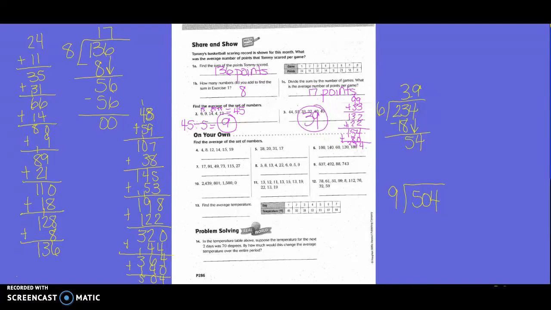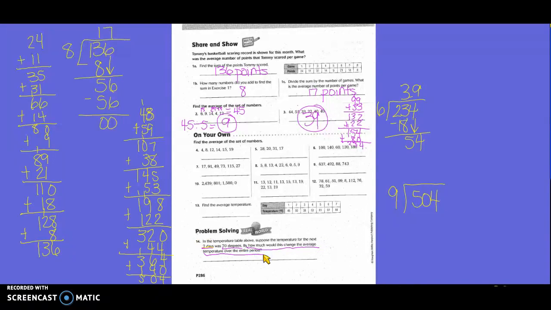Problem solving, number 14. In the temperature table above, suppose the temperature for the next 2 days was 70 degrees. By how much would this change the average temperature over the entire period? So we have 2 days, 70 degrees.